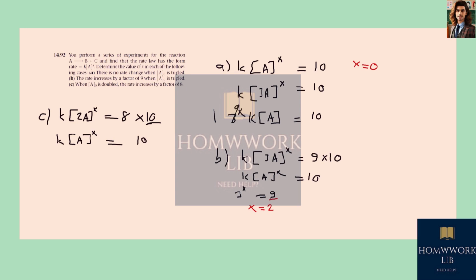So if we divide these two, we're going to get 2 to the power of x equals 8. So 2 to the power of what gives us 8? 3 would be equal to x. 2 to the power of 3. So the reaction is third order at part C, second order at part B, and zeroth order at part A.